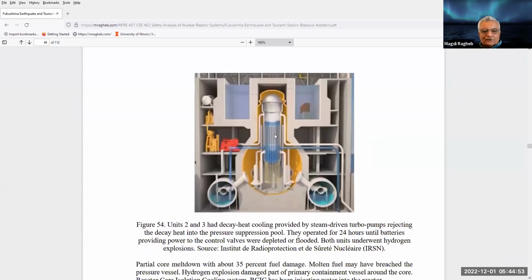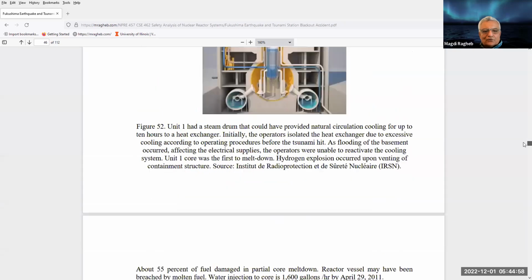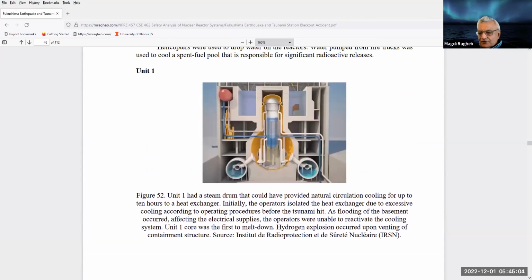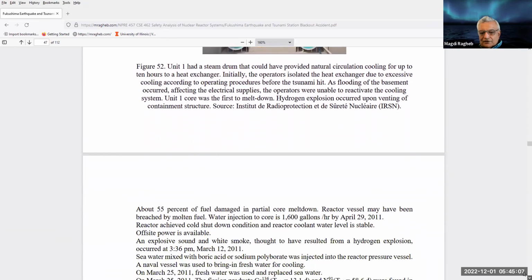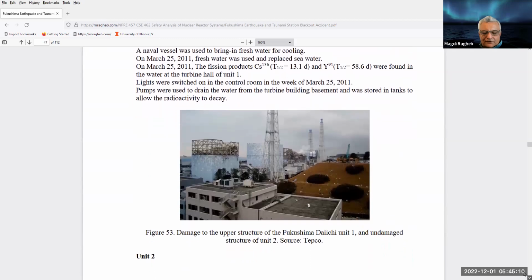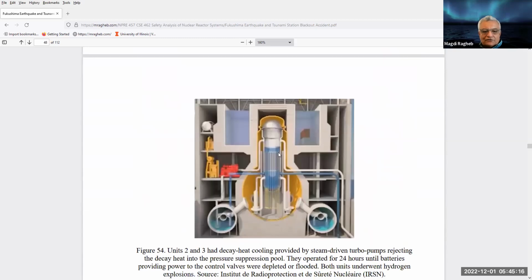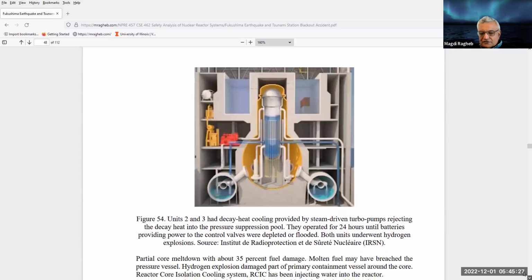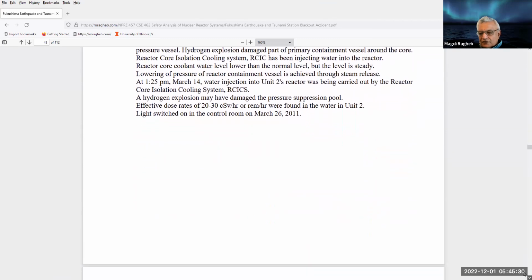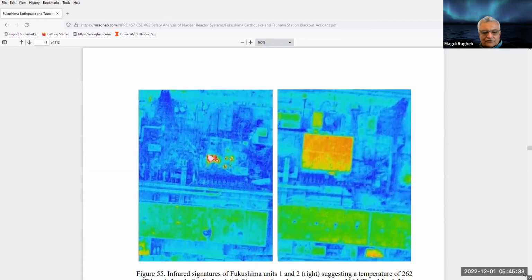You could see here that the design of units 2 and 3 doesn't use a steam drum like unit number 1. So unit number 1 was a very old unit, probably built first. You see the steam drum here. In the case of units 2 and 3, they had a different design without the steam drum. So basically the steam went directly to the turbine. Again, they had the steam-driven turbo pumps rejecting the heat into the pressure suppression pool and the condensate storage tank. And those pumps were, of course, flooded.